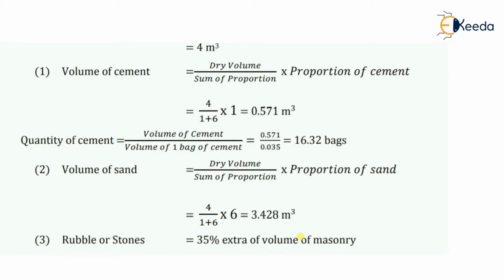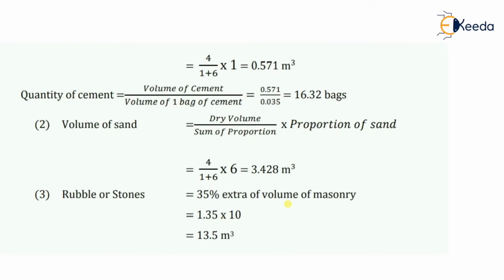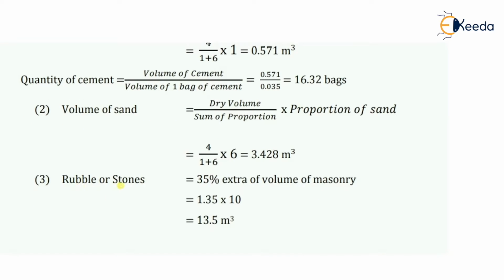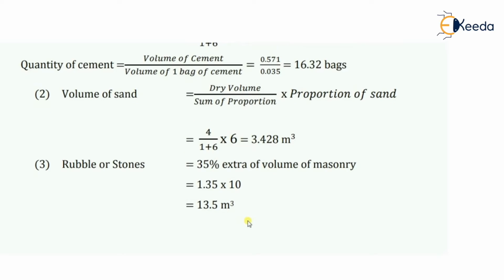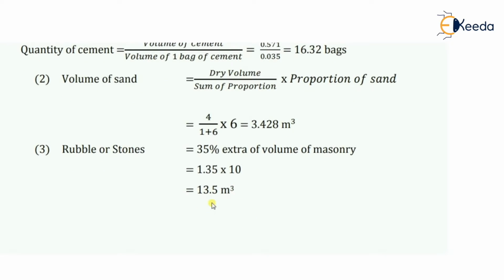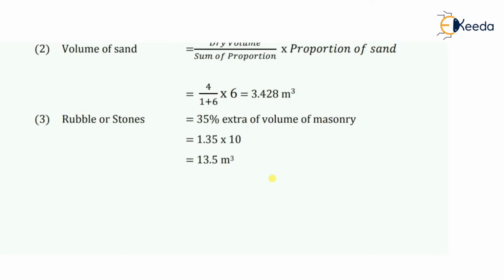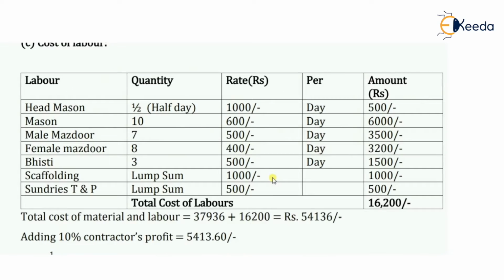Now we have calculated the quantity of cement as well as sand. Now let's calculate the quantity of rubble or stones. Generally it is taken as 35% extra of the volume of masonry. Here the volume of masonry we have assumed is 10 meter cube. So 35% extra will be 1.35 into 10, which comes as 13.5 meter cube. So the total volume of stones or rubble required will be 13.5 meter cube. Now we have calculated all the materials required for the coarse rubble masonry.